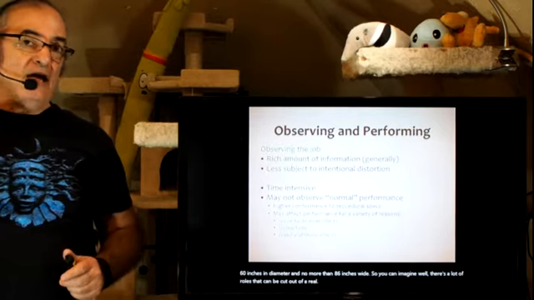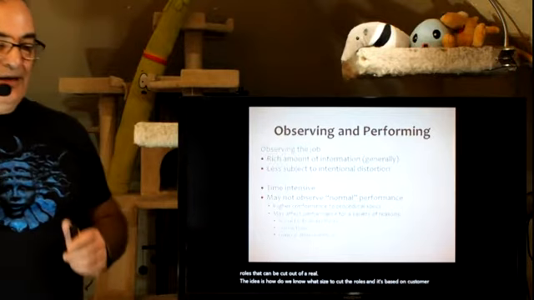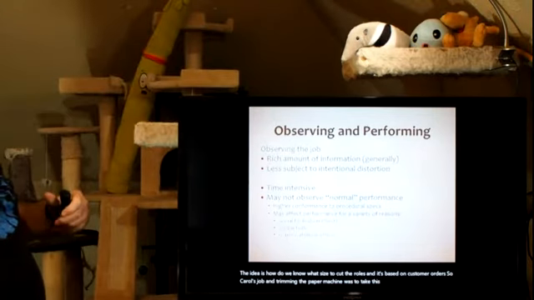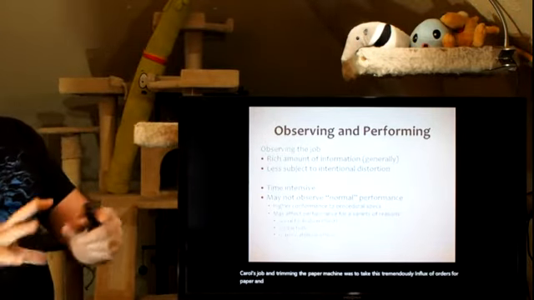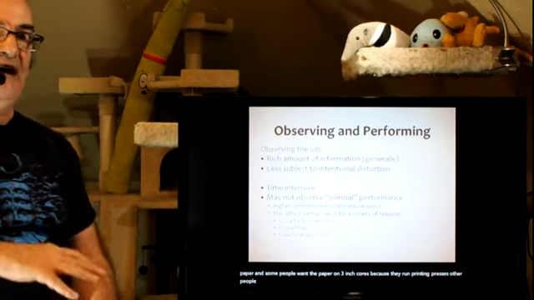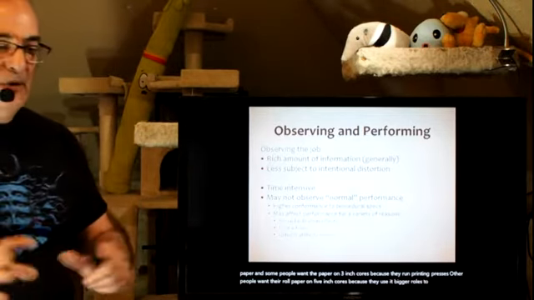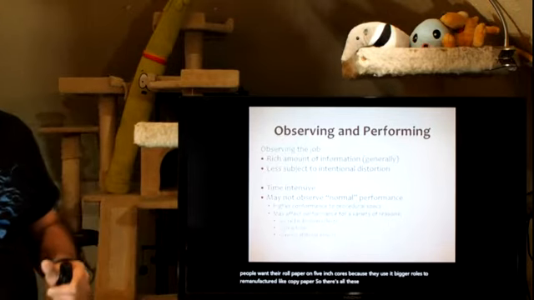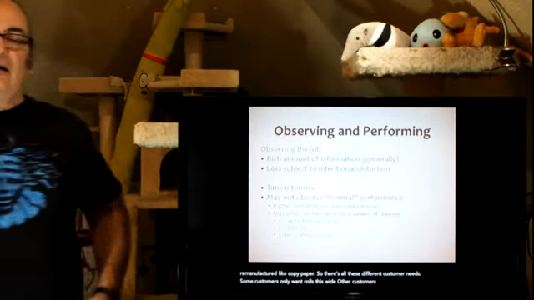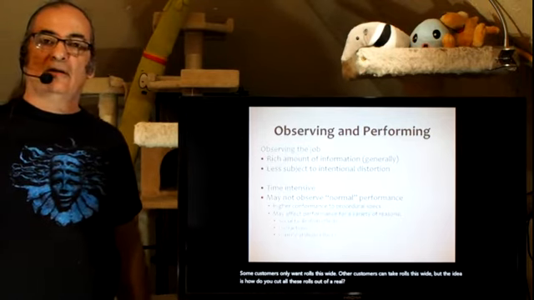The idea is, how do we know what size to cut the rolls? And it's based on customer orders. So Carol's job in trimming the paper machine was to take this tremendous influx of orders for paper. Some people want the paper on 3-inch cores because they run printing presses. Other people want the roll paper on 5-inch cores because they use bigger rolls to remanufacture like copy paper. So there's all these different customer needs. Some customers only want rolls this wide. Other customers can take rolls this wide. But the idea is, how do we cut all these rolls out of a reel and be most efficient with the least amount of waste?